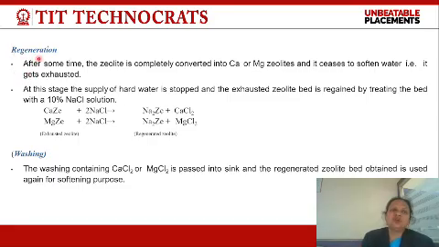Regeneration or washing means when zeolite is completely converted into calcium magnesium zeolite, it ceases to soften the water. It gets exhausted. At this stage, the supply of hard water is stopped and the exhausted zeolite bed is regenerated by treating the bed with 10% NaCl solution. This is the reaction. When calcium zeolite reacts with NaCl, it will again regenerate and give calcium chloride. When magnesium zeolite reacts with sodium chloride, it will again regenerate and also give magnesium chloride.